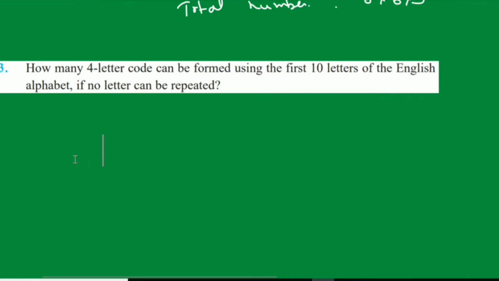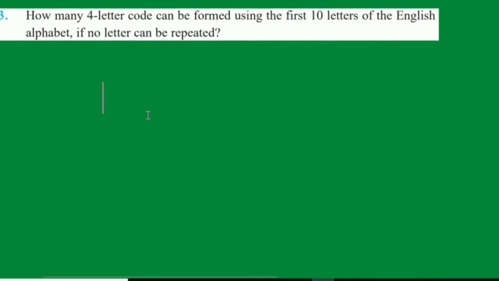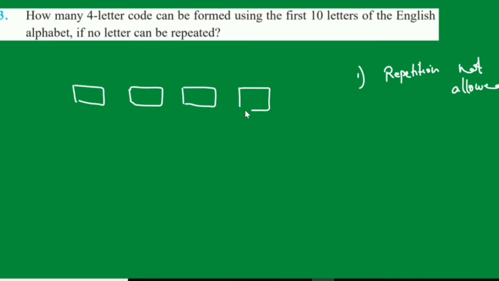How many 4-letter codes can be formed using the first 10 letters of the English alphabet? No letter can be repeated. We cannot repeat. The condition is you cannot repeat the letters, the first 10 letters of the English alphabet. So repetition is not allowed. That is the condition you should read.